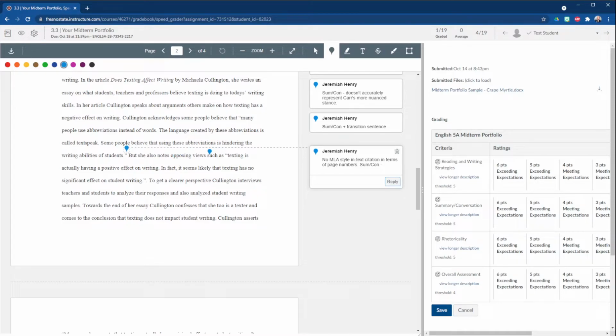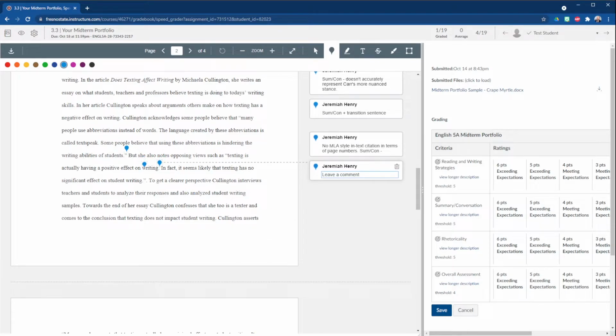"But she also notes opposing views such as texting is actually having a positive effect on writing. In fact, it seems likely that texting has no significant effect on student writing." I kind of want there to be another sentence between these two different perspectives, right? Rather than mashing them together in one quote. Between these opposed views. How's that?